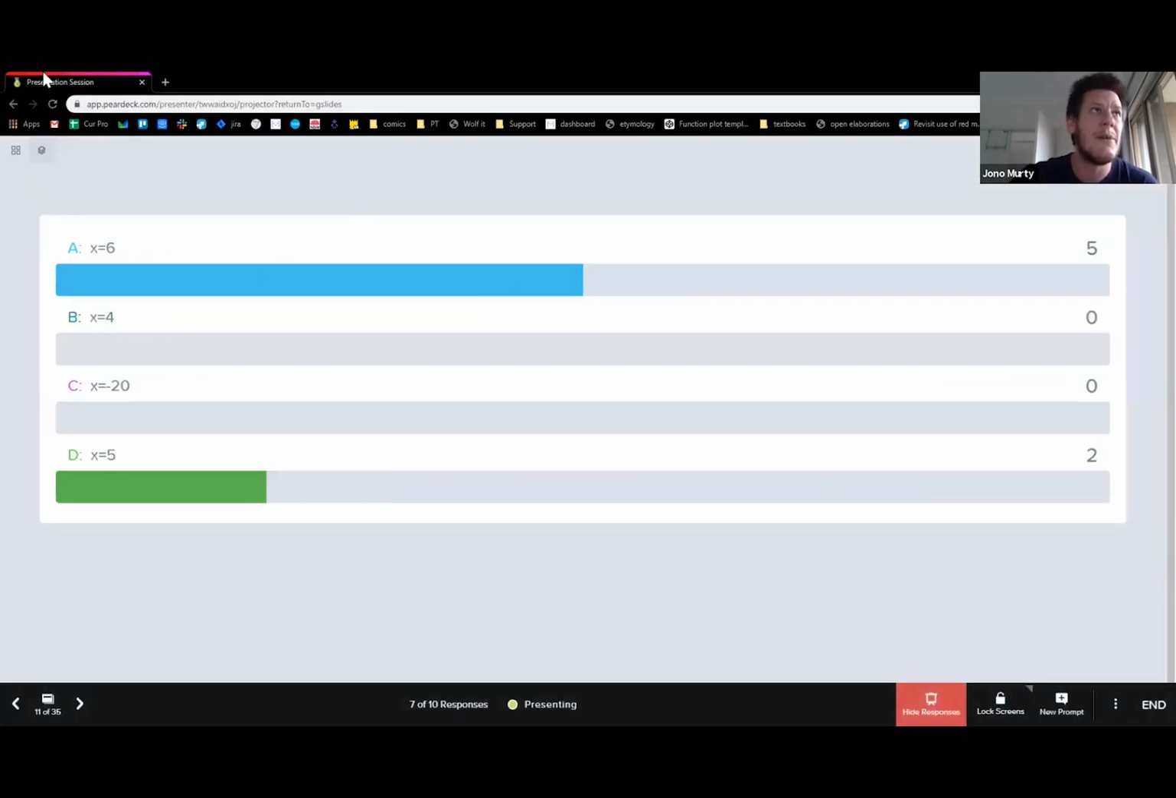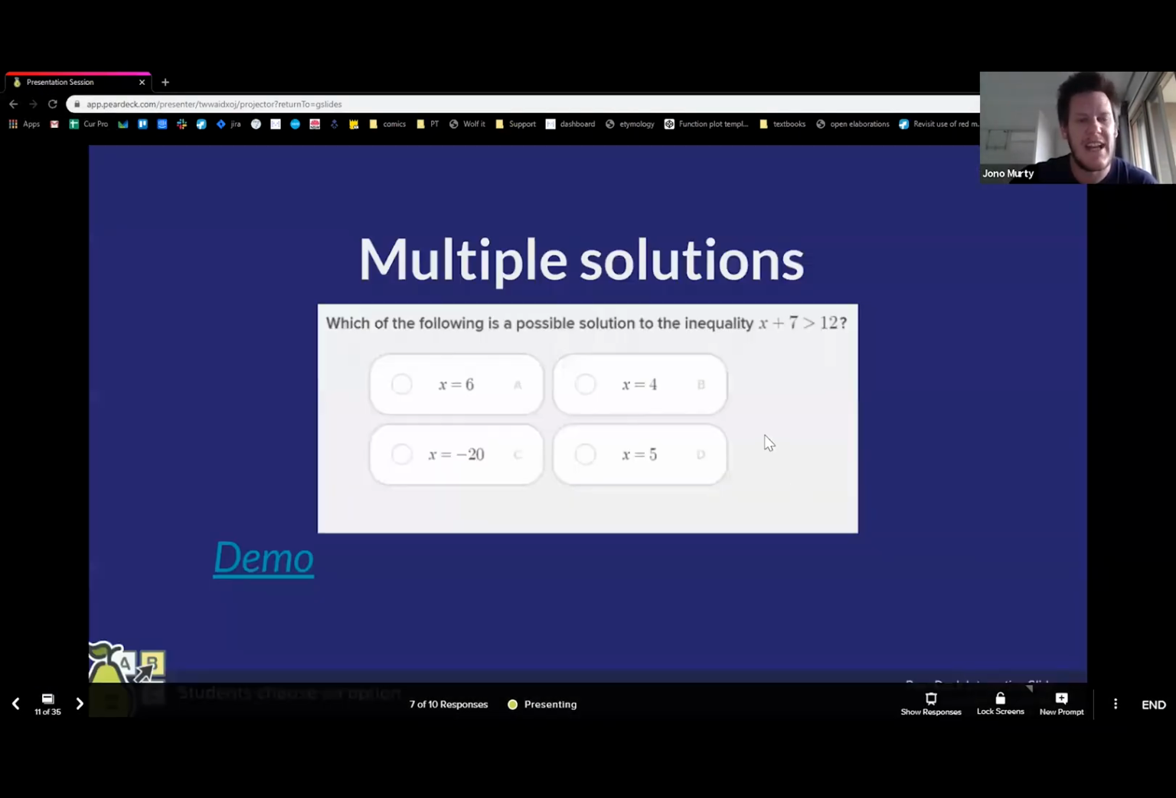So it's important to remember it's not quite the same as solving equations. The actual answer to the equation isn't necessarily correct. If this was greater than or equal to 12, x equals 5 would be the correct solution.